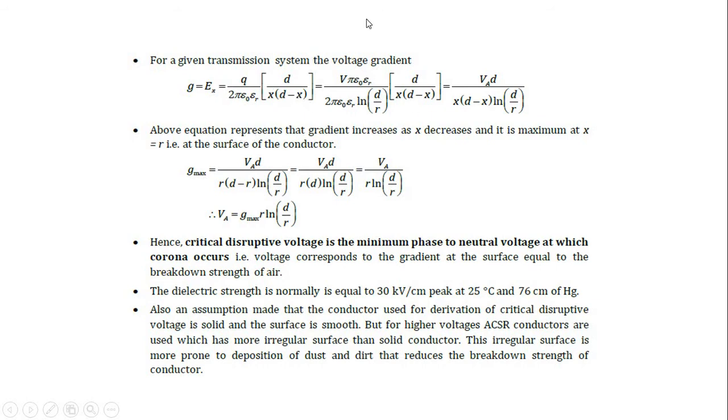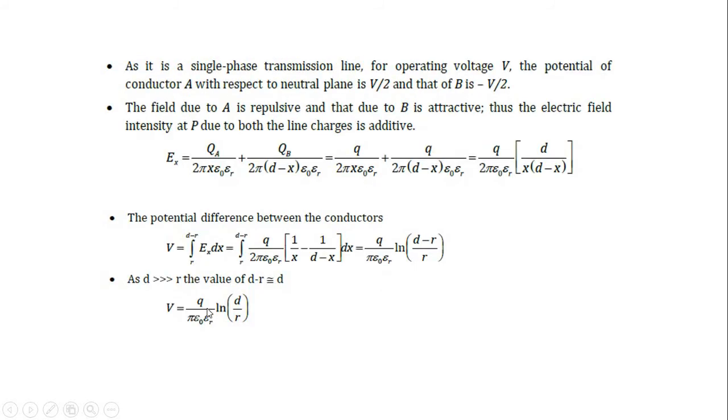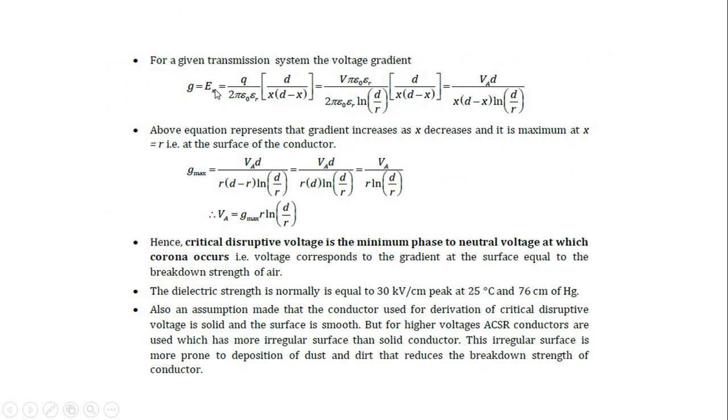Now simplify this term and then put the value of Q into Ex. By taking Q as an equation, we can write Q is equal to V into pi epsilon 0 epsilon r upon ln d by r. So in this equation, put the value of Q from the previous equation, and then we get the value of G is VA into d upon x (d minus x) ln d by r.